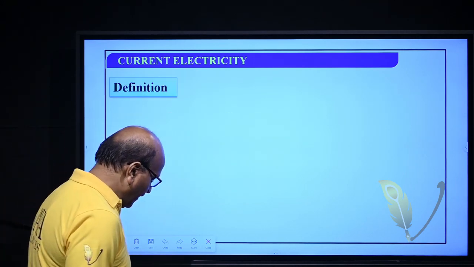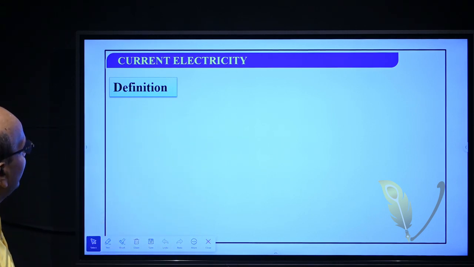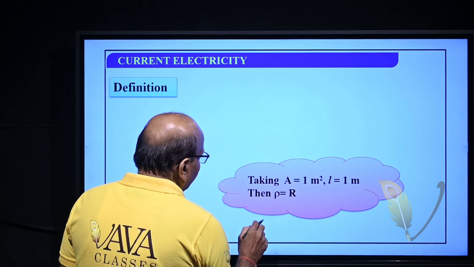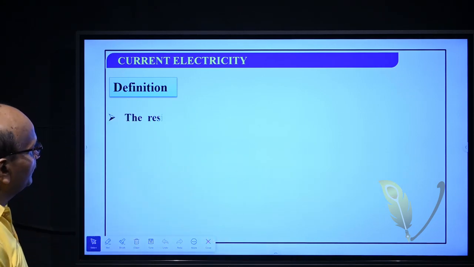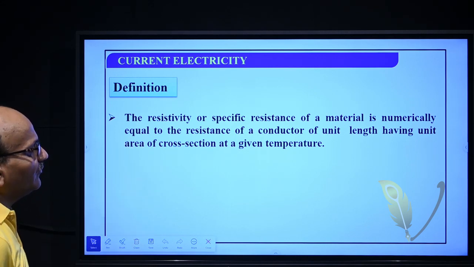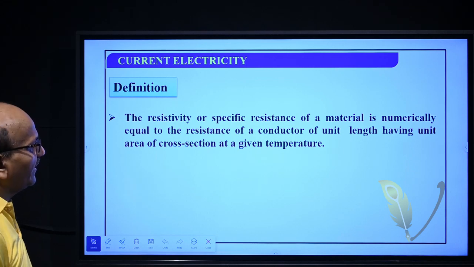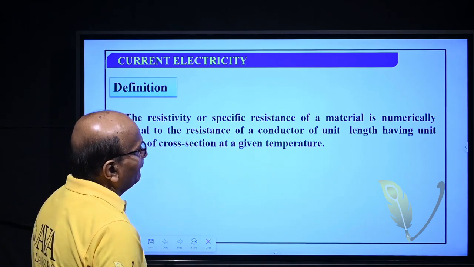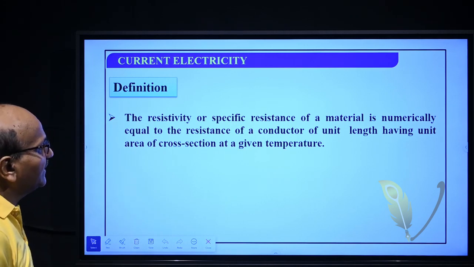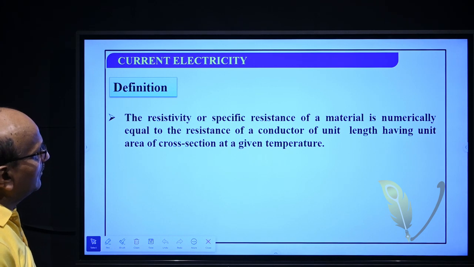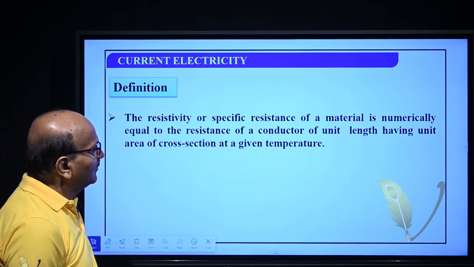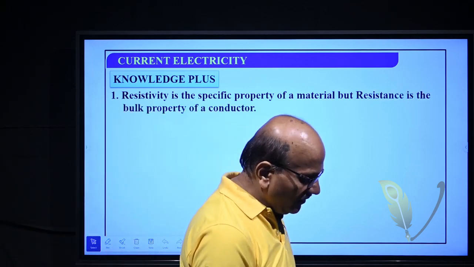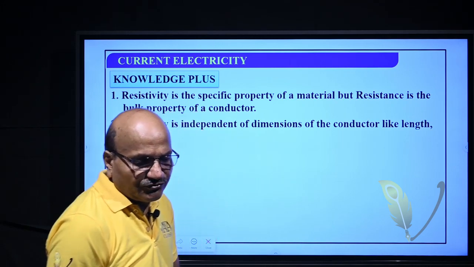When L is equal to 1 and A is equal to 1, then R is equal to rho. So we can define the resistivity of a conductor as the resistance of a conductor of unit length having unit area of cross section at a given temperature. Or we can say the resistivity or specific resistance of a material is numerically equal to the resistance of a cubic conductor of unit length. Cubic conductor means length, breadth and height are all equal, so the area will become unit and the length will also become unit.